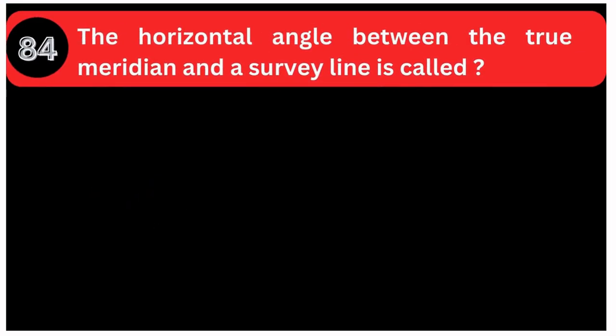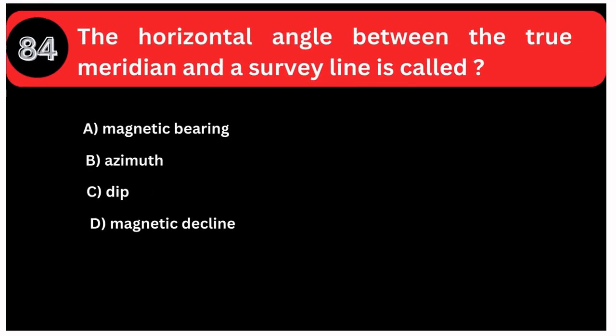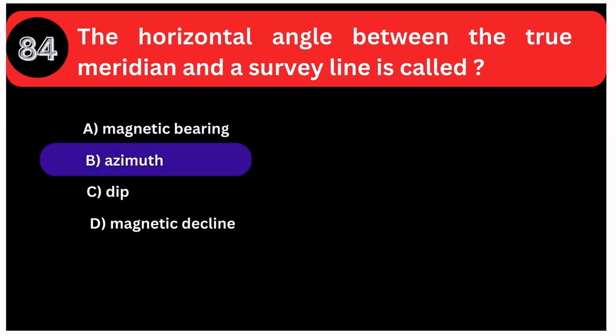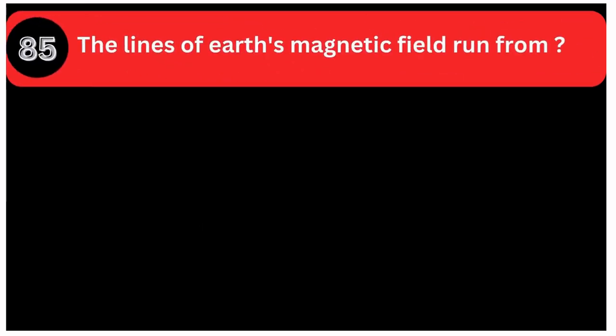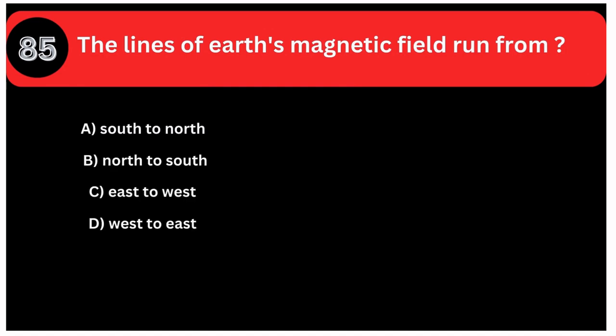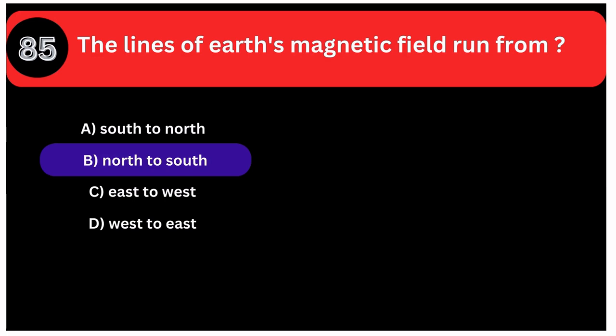The horizontal angle between the true meridian and a survey line is called. Options: A, magnetic bearing; B, azimuth; C, dip; D, magnetic declination. Answer: B, azimuth. The lines of Earth's magnetic field run from. Options: A, south to north; B, north to south; C, east to west; D, west to east. Answer: B, north to south.